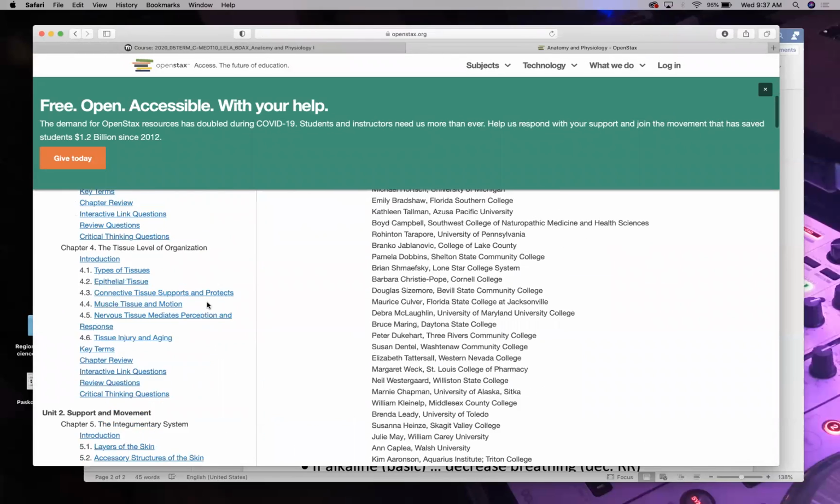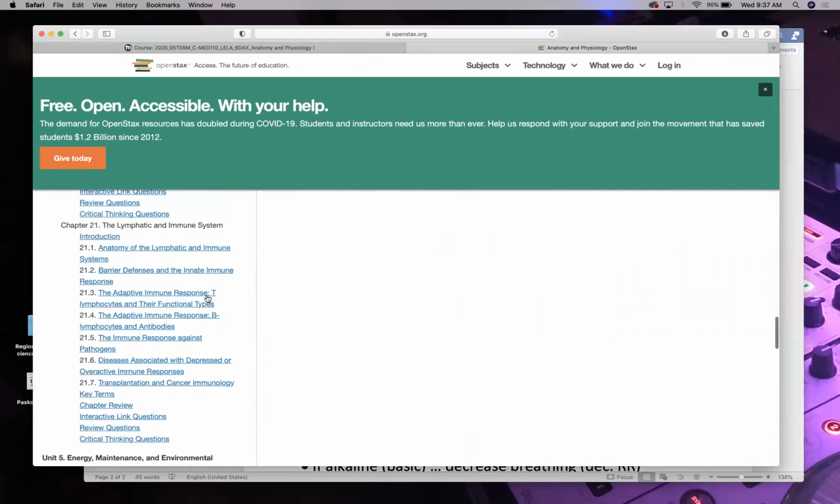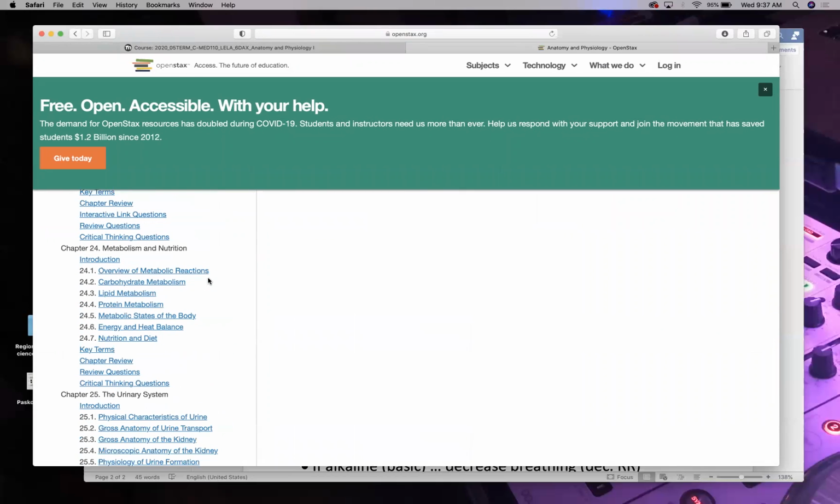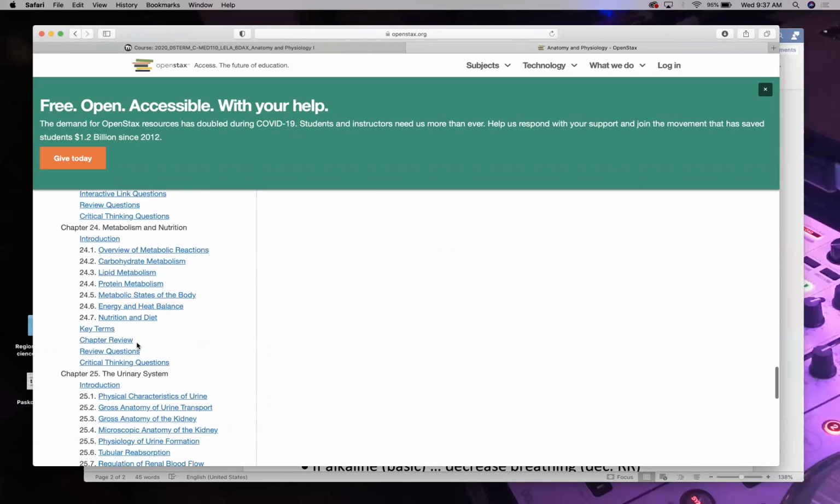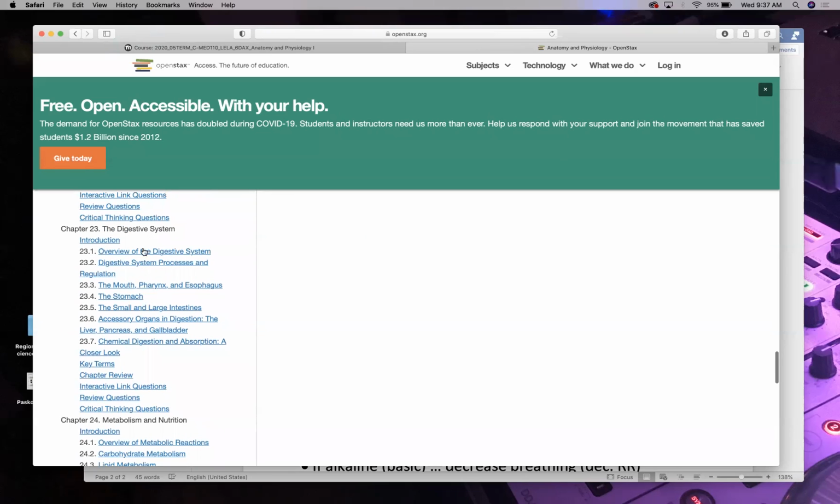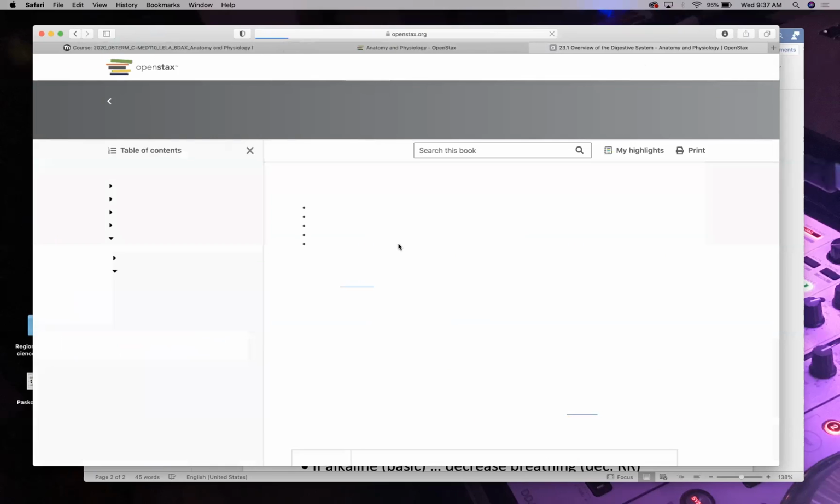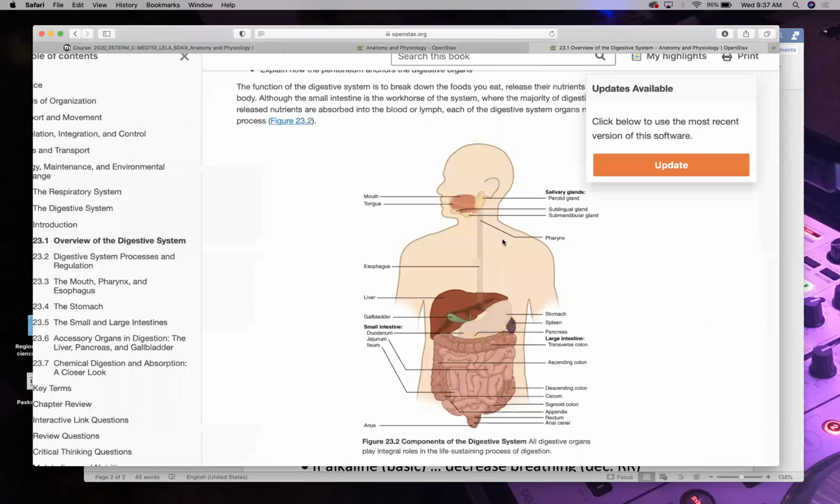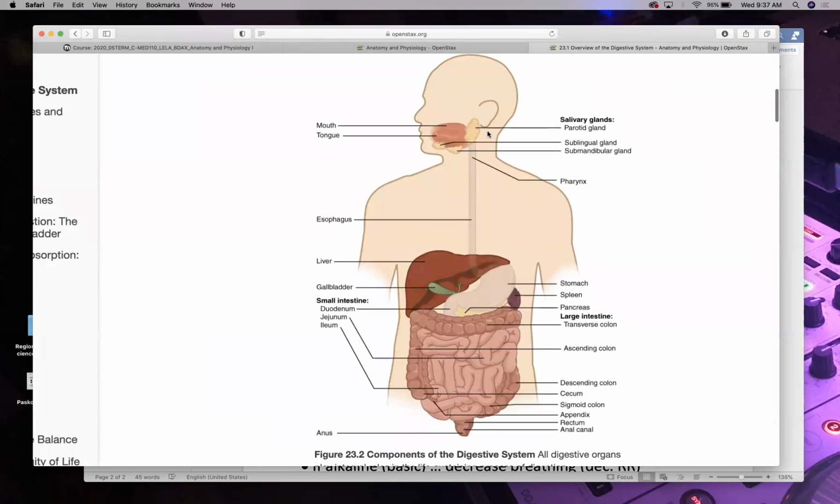So if I just have the basic idea that I have to know parts and what they do. So if I'm on chapter 24 and it stated all of this stuff, metabolic and nutrition. Well, actually 23 and 24. Let's look at what you need to know. Something like this. Not necessarily the glands, we didn't go over that much, but you need to know the parts.